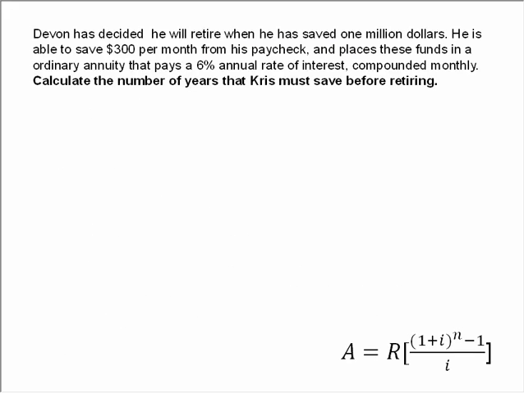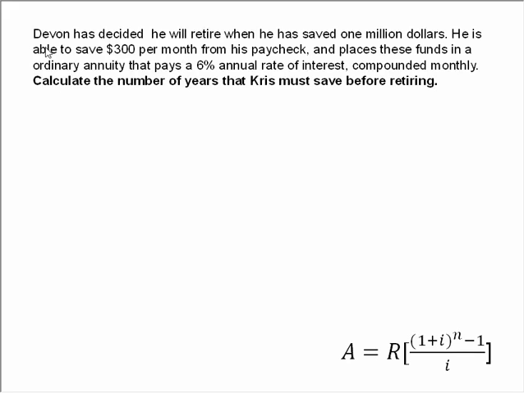In the problem I'd like to show you, Devin has decided he wants to retire when he has saved $1 million. That's a good target figure. He's able to save $300 per month from his paycheck, and he places these funds in an ordinary annuity that pays a 6% annual rate of interest, and it's compounded monthly. We want to know the number of years that, there's a typo, Chris, Devin, whoever this person is, must save before retiring.